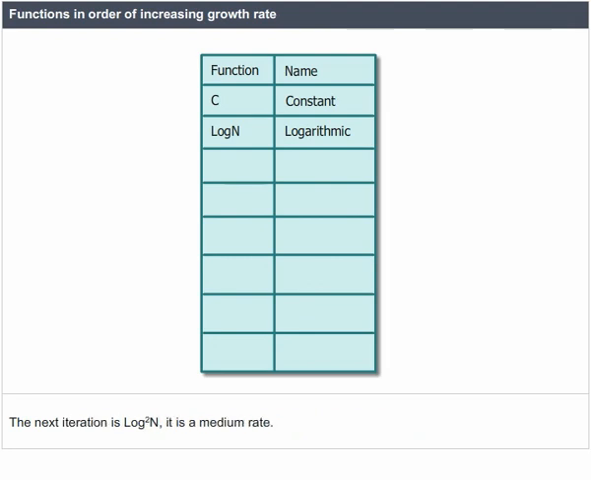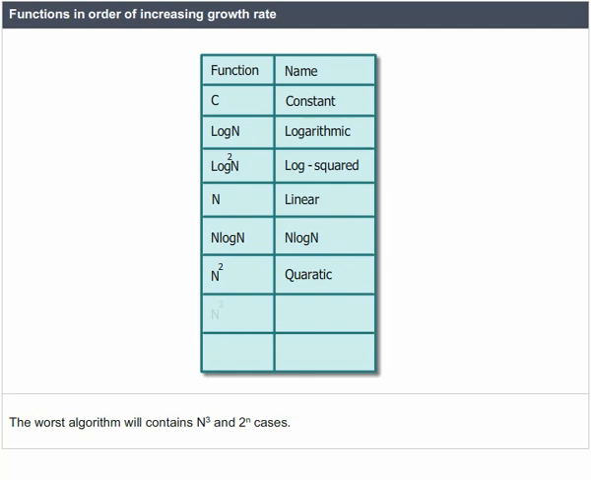The next is log squared n. It is a medium rate. Next is n, meaning n steps followed by the algorithm. n log n is worse than n. The worst algorithms will contain n cubed and exponential cases.